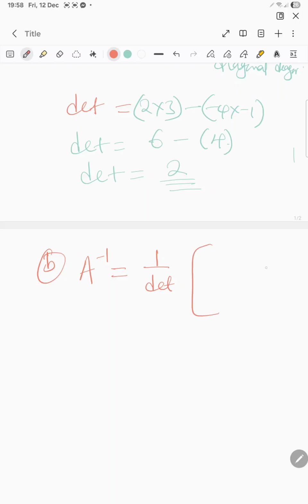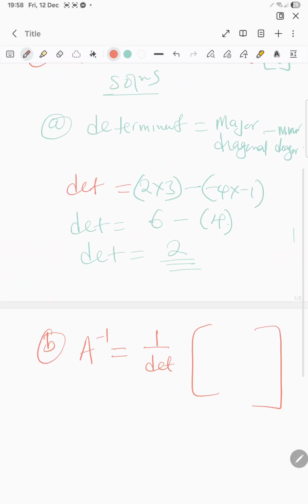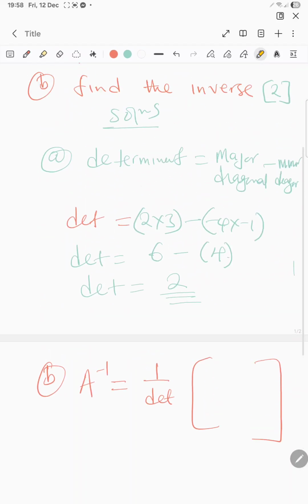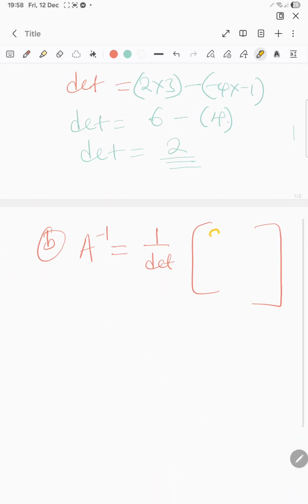Then open, you go to your matrix again. In the major diagonal, when getting the inverse, you need to swap the numbers. The 2 should go where the 3 is and the 3 should come where the 2 is. So we are swapping them: taking the 2 to the position of 3, and the 3 to the position of 2.